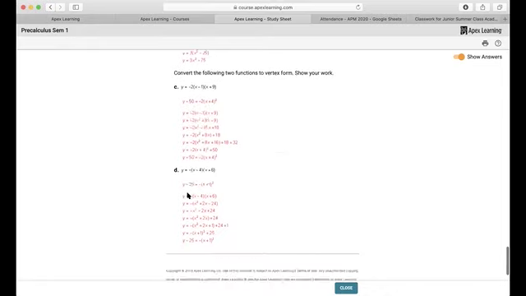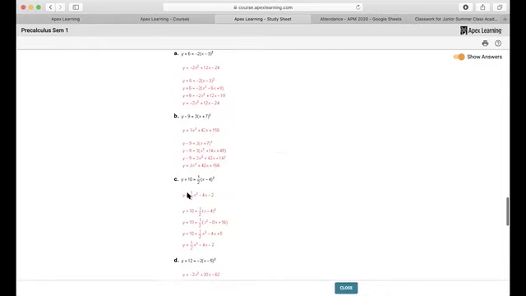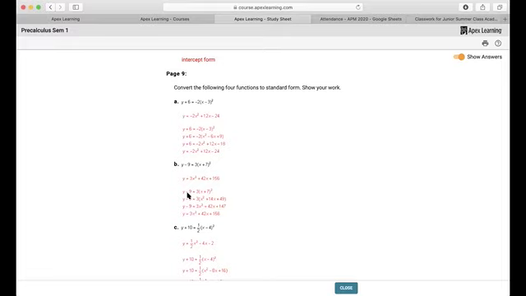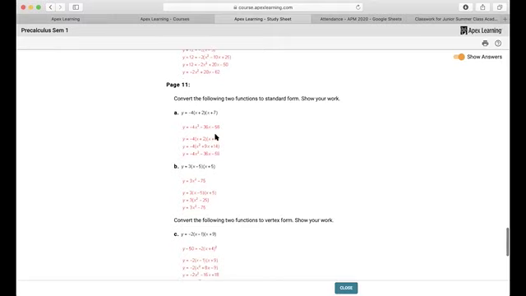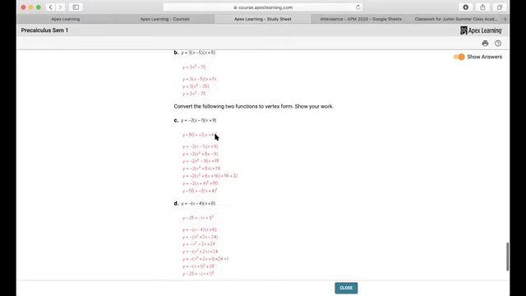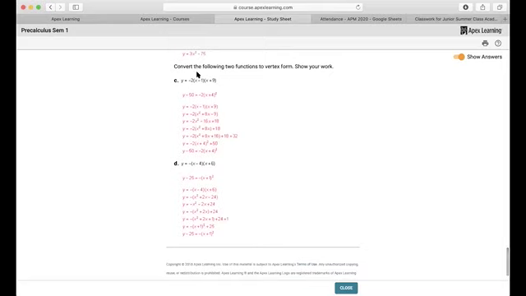And then converting to standard form, that's going to be the most important. So going from vertex form to standard form, or going from intercept form to standard form. The one that's going to be difficult here is converting to vertex form, and we can walk through one of these problems together.